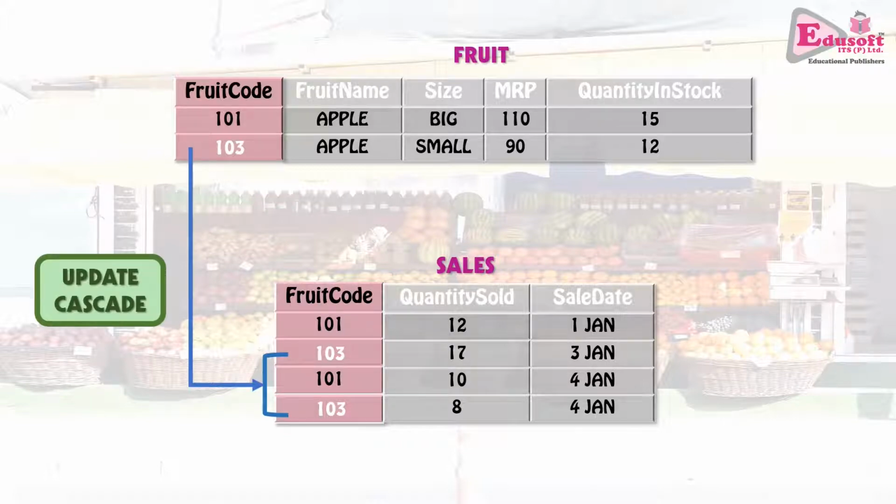So this is called update cascade. We have seen delete cascade and we have seen update cascade. Both are focusing on the objective that desired data and correct data should always be stored in the database.